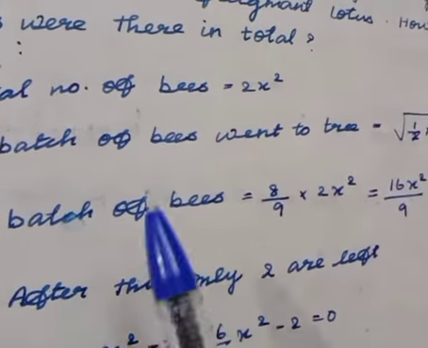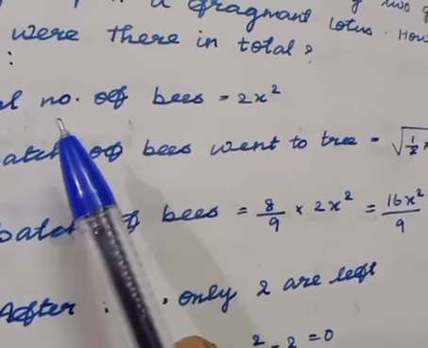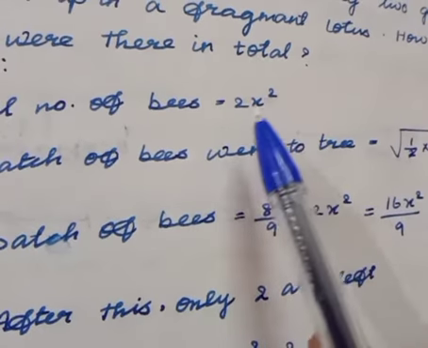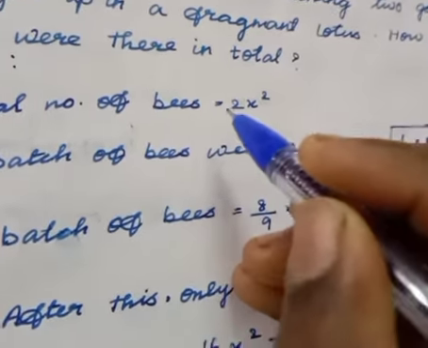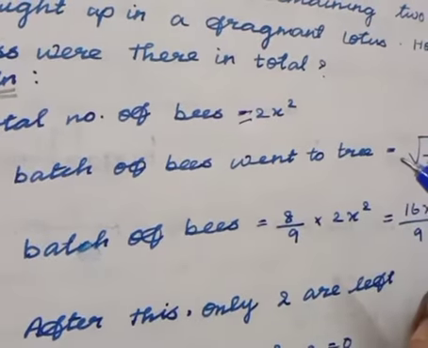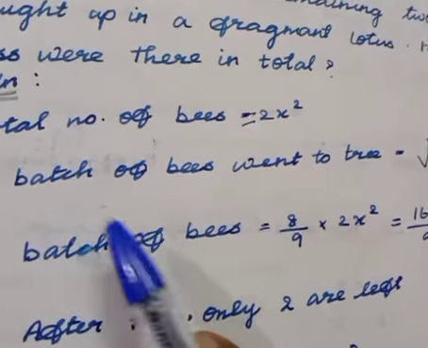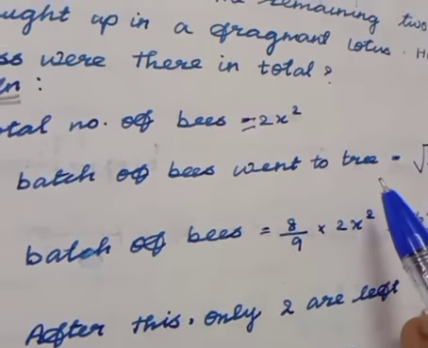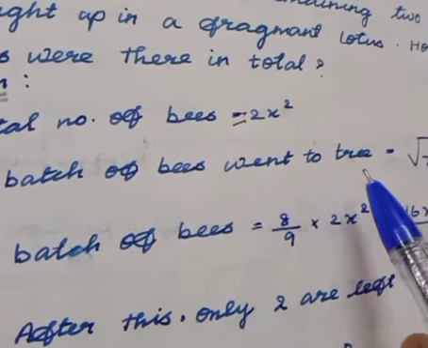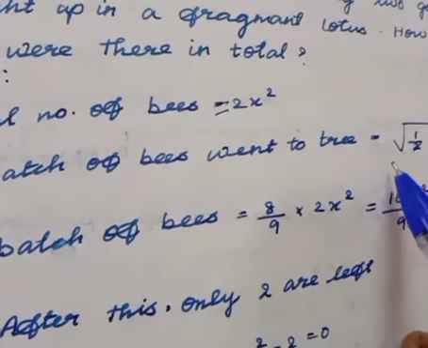Listen students, first question, what are the things given? Take and write: total number of bees is equal to 2x². You have to use the equal to symbol properly. The first batch of the bees went to a tree. So that is what is given.